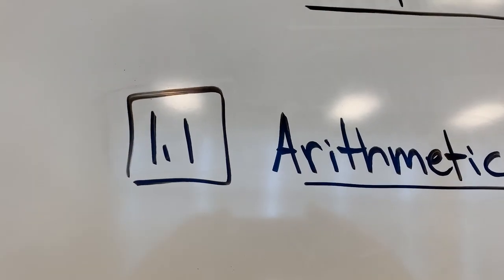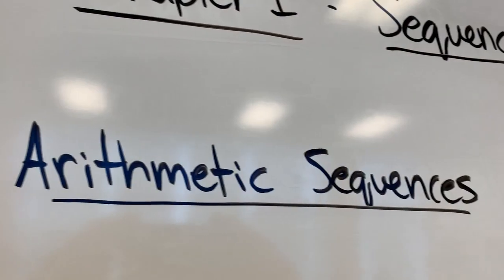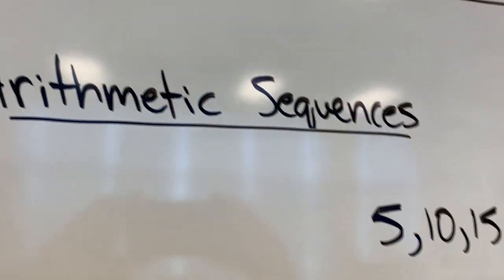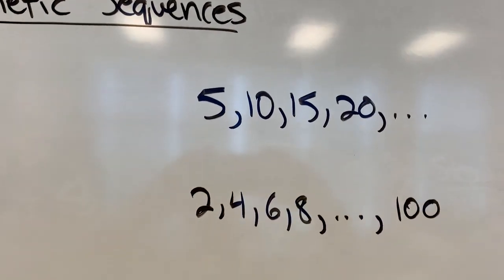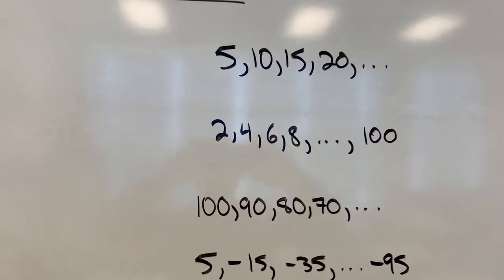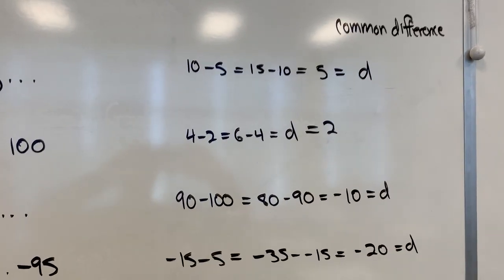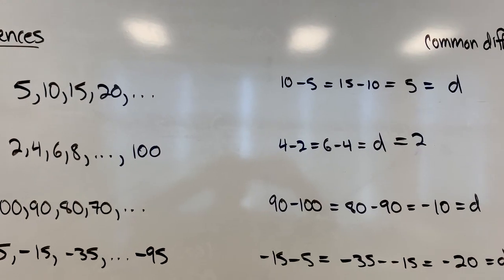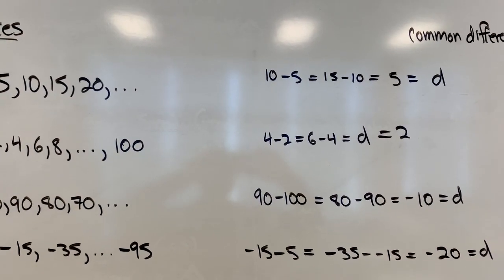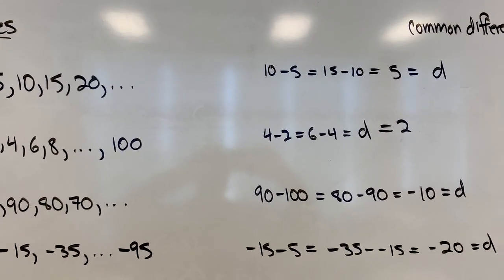Math 20s, this example comes out of 1.1, arithmetic sequences. We talked about what a sequence is. It is just an ordered list of numbers that follows some kind of a pattern, and it's arithmetic if it has a common difference. So if you take one term and subtract the term that came before, if that gives you the same answer every time, you have an arithmetic sequence.